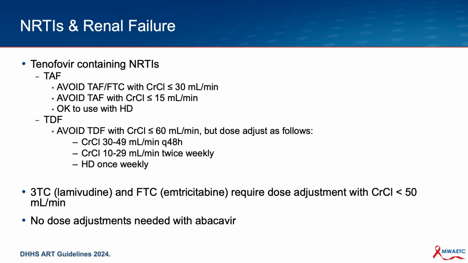Whereas TDF is supposed to be avoided with a creatinine clearance less than 60, but we can dose adjust as follows. Meanwhile, lamivudine and emtricitabine require dose adjustments with any creatinine clearance less than 50, and no dose adjustments are needed with abacavir. But I don't tend to reach for abacavir when somebody has renal failure, because oftentimes I find that there is a whole lot of overlap with cardiovascular disease, hypertension, diabetes, etc. And so I'm not super eager to start somebody on an abacavir-containing regimen, especially now when we know that there are some nuke-sparing regimens or other two-drug regimens that we can use. So that's the general principles of NRTIs.